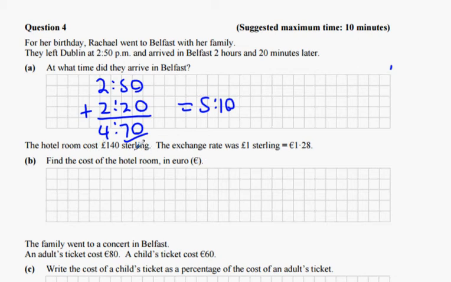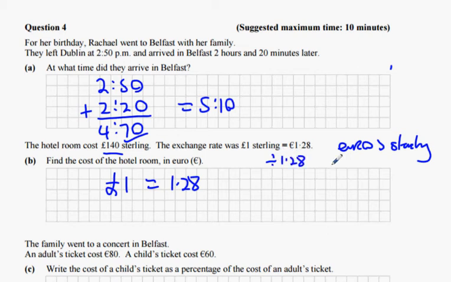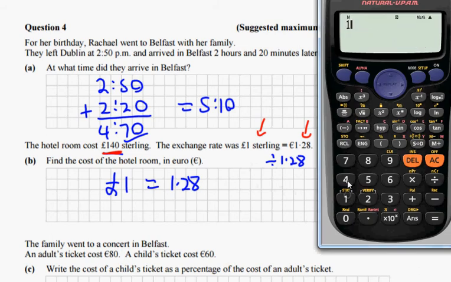Hotel room costs 140 sterling. The exchange rate was €1 sterling equals 1.28. Find the cost of the hotel room in euro. So remember, sterling is €1.28. The euro number is bigger than the sterling number, so we're expecting a bigger answer than 140. So we can have two options: we can divide by 1.28 or we can multiply by 1.28. But the bottom line is our answer has to be bigger than 140 because the euro number is bigger than the sterling number.